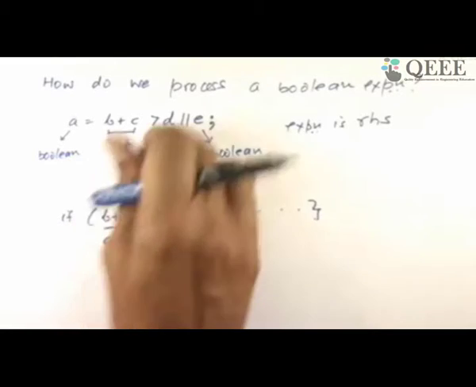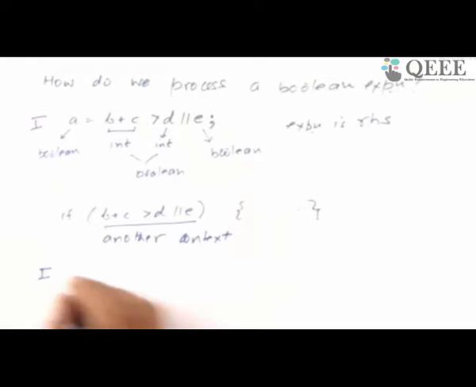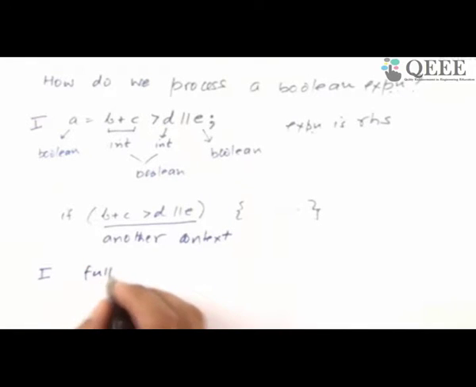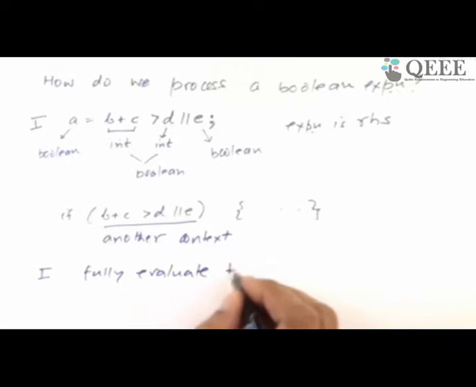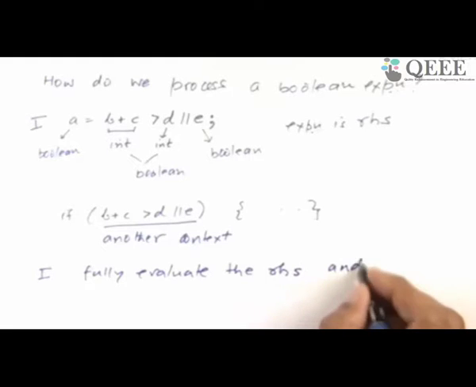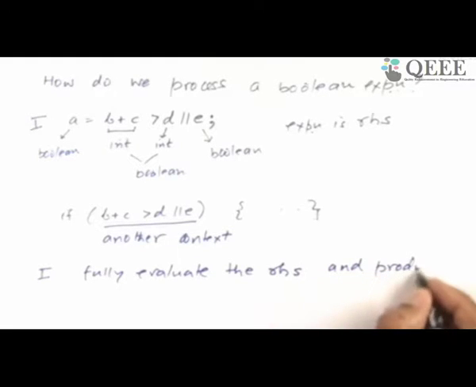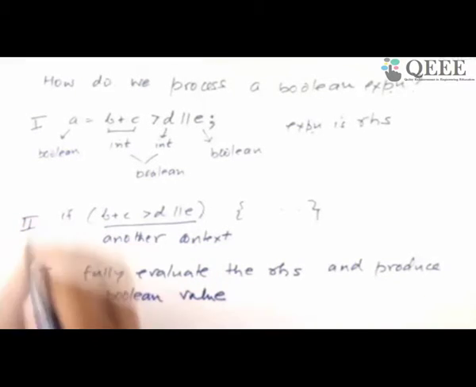So let me take the first one. To do the first one, I'll call it 1. The language says you are supposed to fully evaluate, I'll use this word later on also, the RHS and produce a Boolean value, which you assign. In the second case, this is my second, you can do partial evaluation and get away.